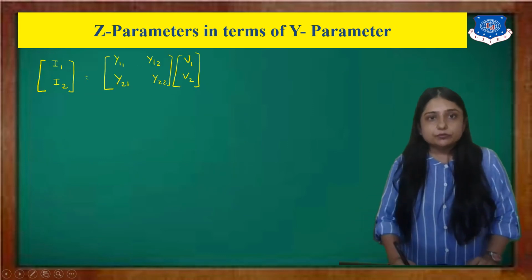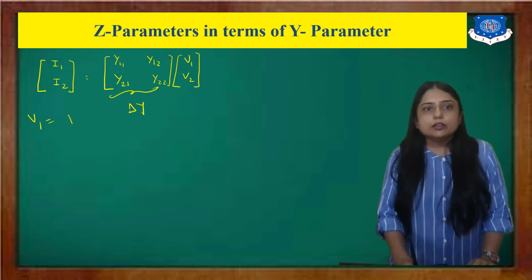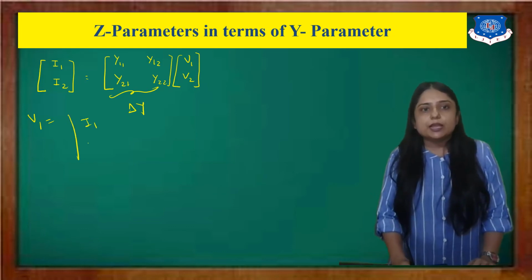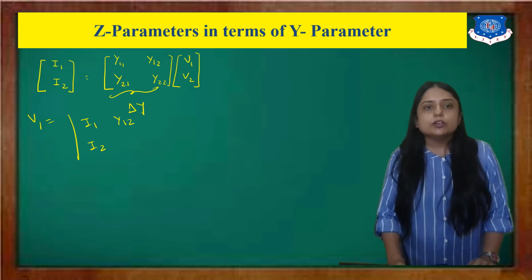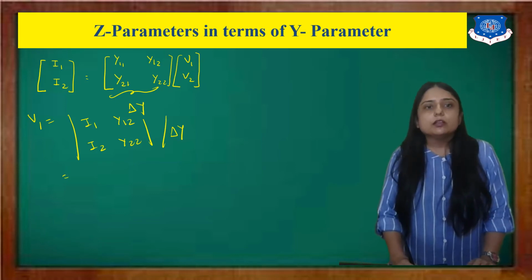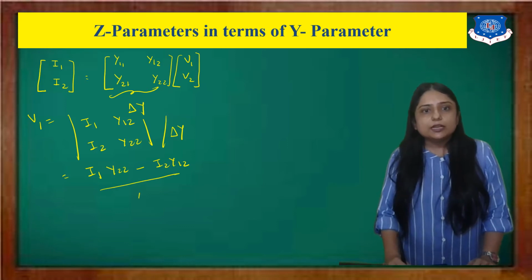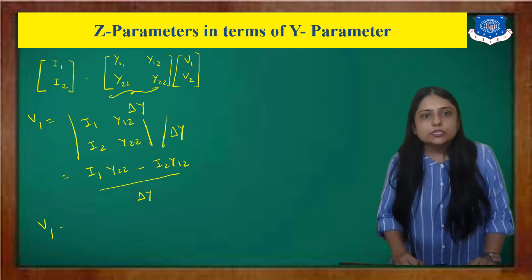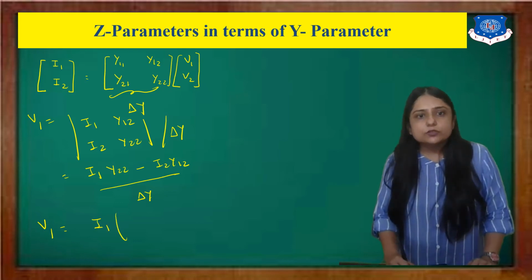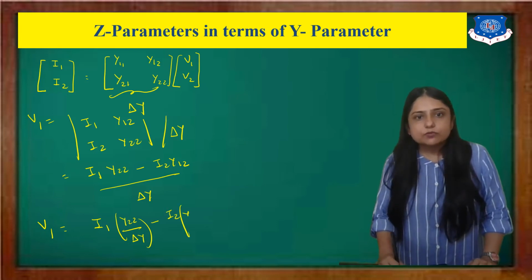Now next, we will find the value of V1. This determinant is known as delta Y. So for V1, the first column I have to replace by I1 and I2, then Y12, Y22 upon delta Y. So this will become I1 into Y22 minus I2 into Y12 upon delta Y. So the value of V1 will become I1 times Y22 upon delta Y, minus I2 times Y12 upon delta Y.